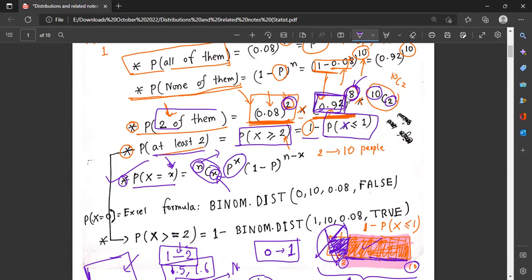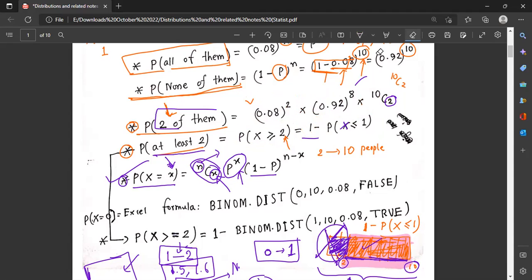So here 0.92 to the power n minus x, that is 8. So p to the power x is here 0.08 to the power 2. If I remove this part, you see 0.08 to the power 2. That means p to the power x. Here the probability of being colorblind is 0.08, and the number of people we are interested in is 2, right? 2 of them. So here the power will be 2, and then 1 minus p to the power n minus x.